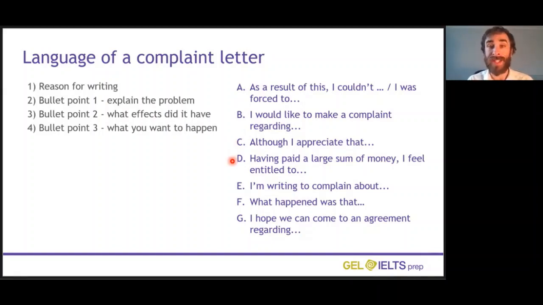We could also use D, having paid a large sum of money. So this participle clause, starting with an ing verb, gives the context of why we're demanding a refund, for example. Having paid a large sum of money, I feel entitled to the best quality service. And finally, G. Again, this is polite language showing that you want to come to an understanding. You're not being aggressive. I hope we can come to an agreement regarding this issue, for example.